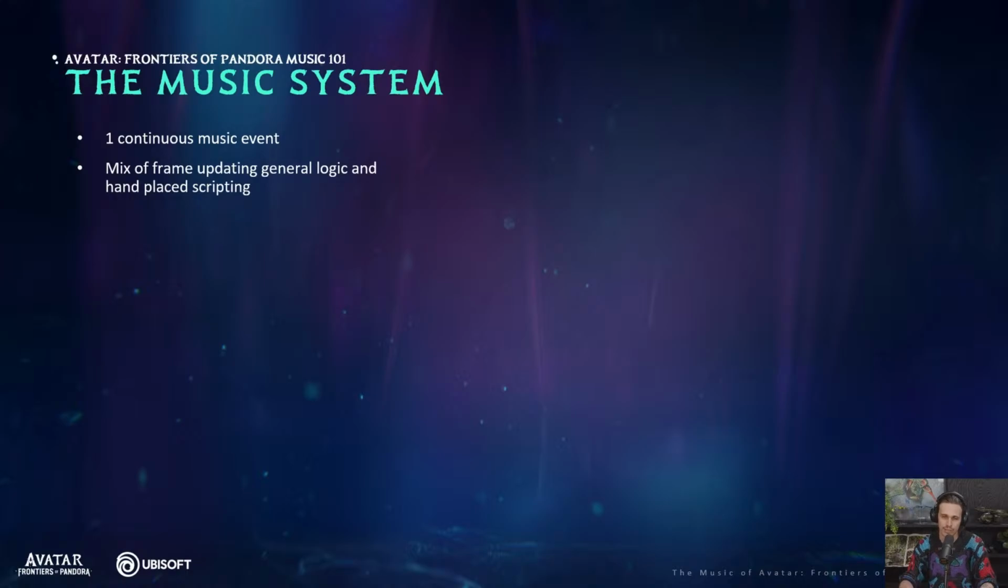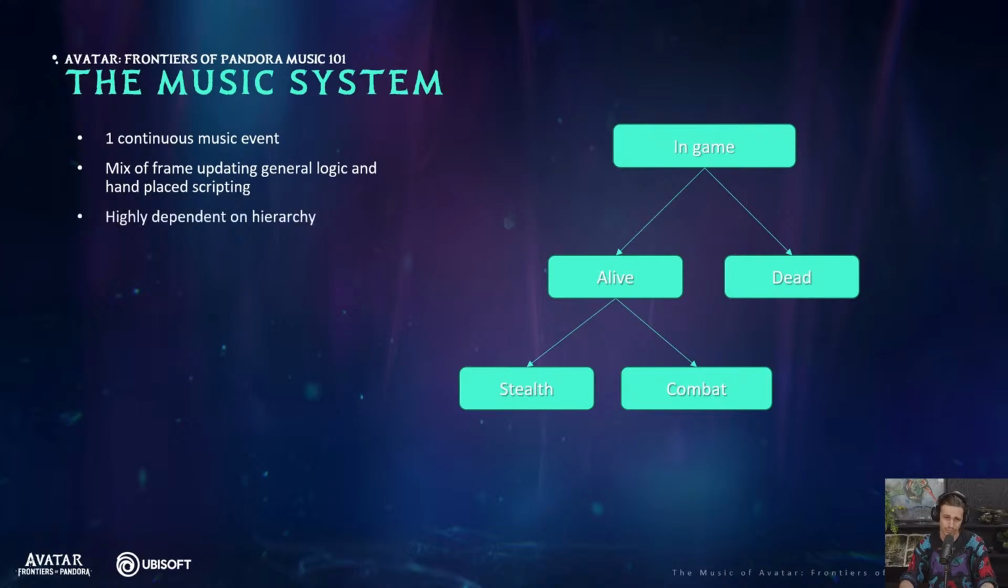It's implemented through a mix of a runtime script, music script, or graph, as we call it in Snowdrop, and also hand-placed, customized logic and scripts for things like the campaign and the cinematics in the game, so special moments. What that means is the music structure is huge, and it's very reliant on hierarchy, if you're not that familiar with music systems. That basically means that, for example, in the graph here, if the player is dead, it doesn't matter if they're in stealth or combat.